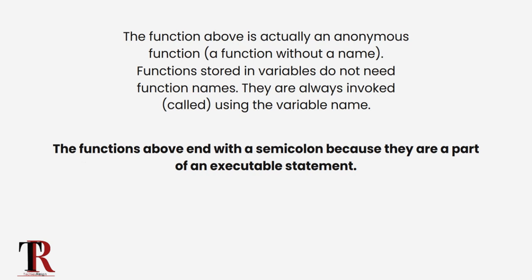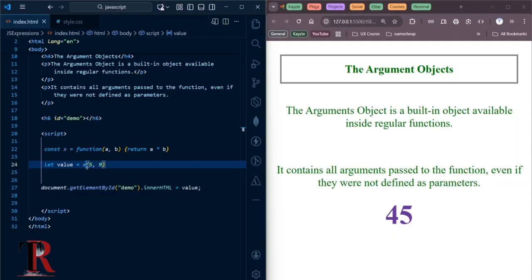They are always invoked, called, using the variable name. So when you want to invoke functions stored in variables, you don't need to call them with the function name. You just invoke them using the variable name, and then you get an output, just as we looked at together. The functions above that we just did end with a semicolon because they are part of an executable statement. So I'm referring to this function, this one.